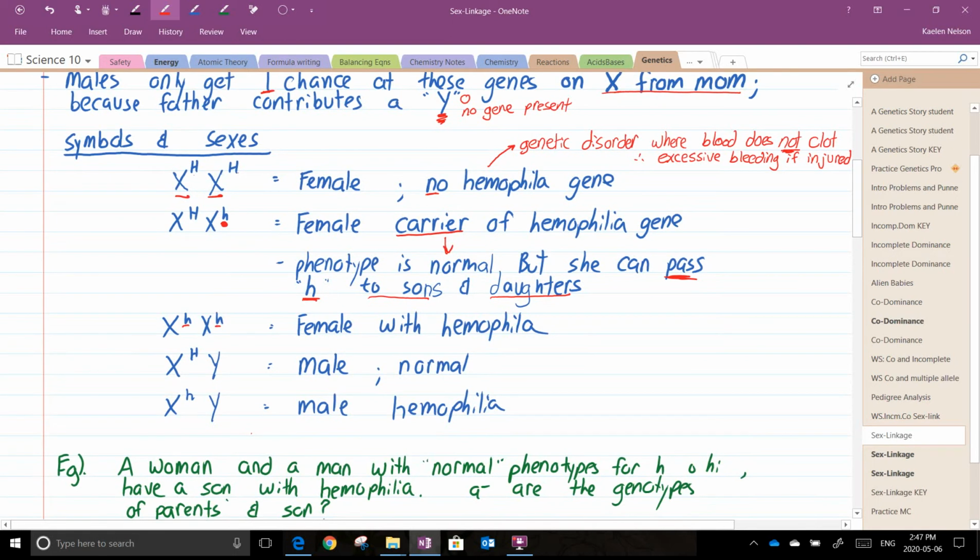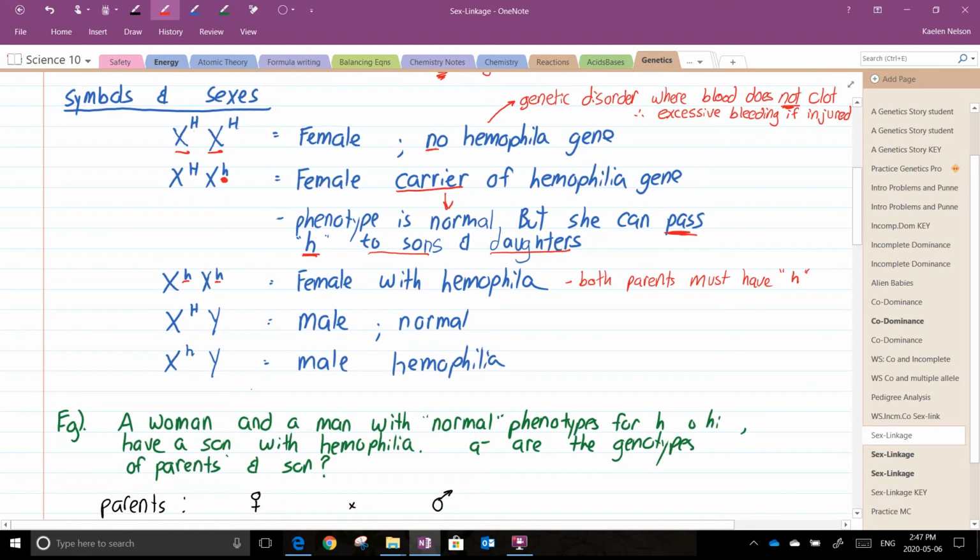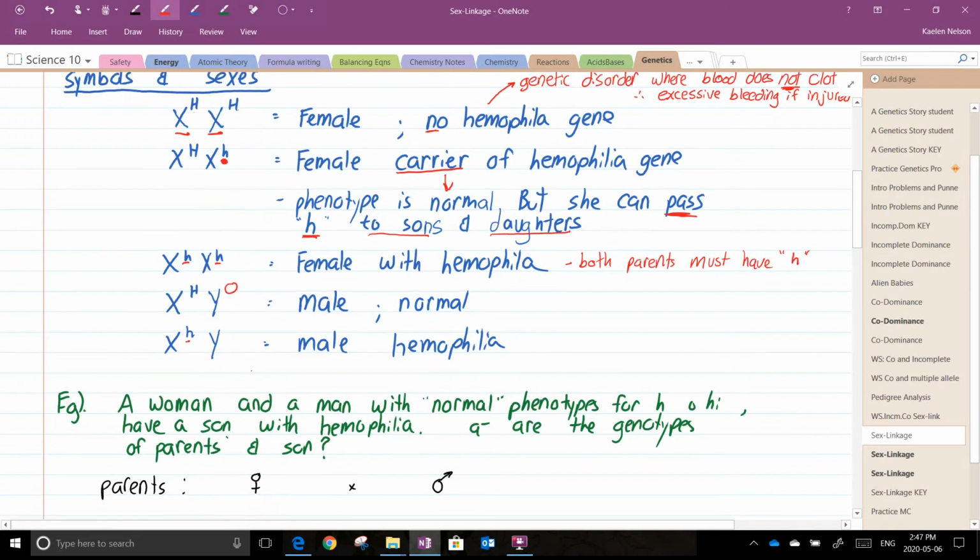X little h, X little h is a female with hemophilia, and she has to get it from both parents. So both parents must have little h, which would mean dad has it and mom either has it or is a carrier. XHY is a normal male. As you can see, there's no other H gene there. And X little h Y is a male with hemophilia.